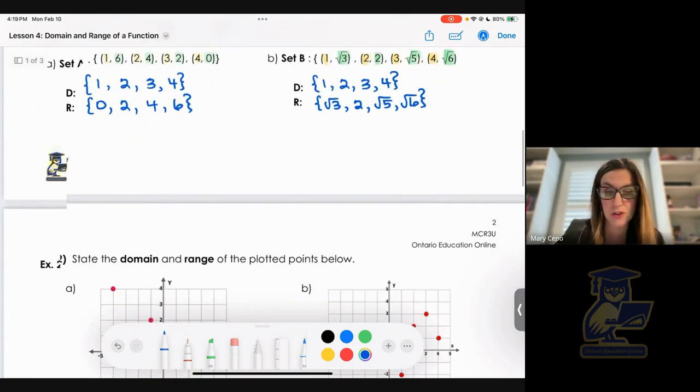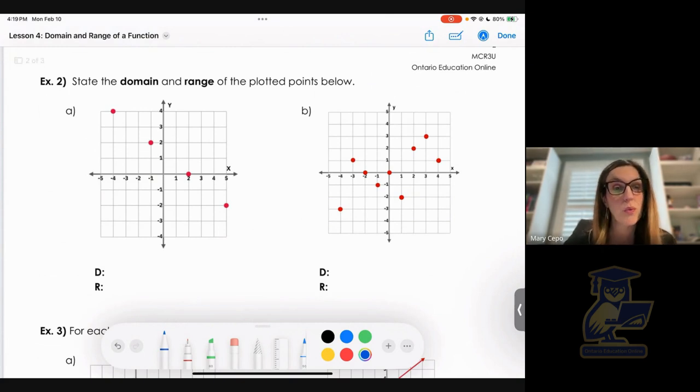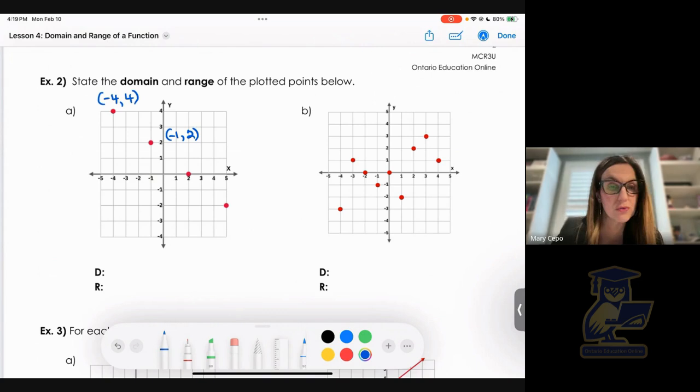Moving on to example 2. Now we're given graphs, but if you notice, they're specific points. So when we're determining the domain and range, it's not a spread of values, it's exactly those 4 points in example 2a. So it might be easier to just identify what the ordered pairs are for each of those points to help us out. I'll do that with the first example. So -4 for x, +4 for y, -1, +2 for y. This point here is -2 and 0. And this point here is x is 5, y is -2.